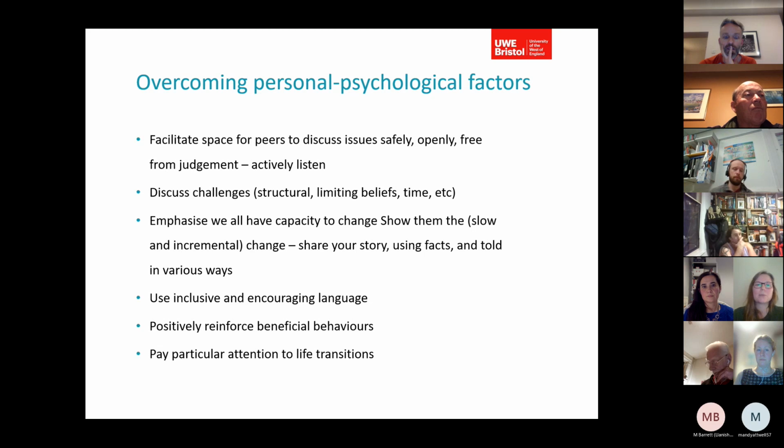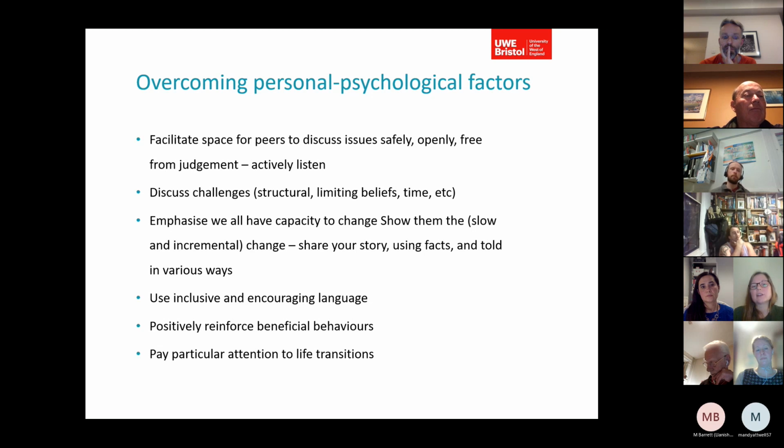So if it's a period of life transition, which I put at the bottom, where they're a new mother or they've just moved to a city or they're a student, maybe they can make bigger changes. But normally it's slow and incremental ones, where over time you realise you've stopped using the car because you no longer need it.